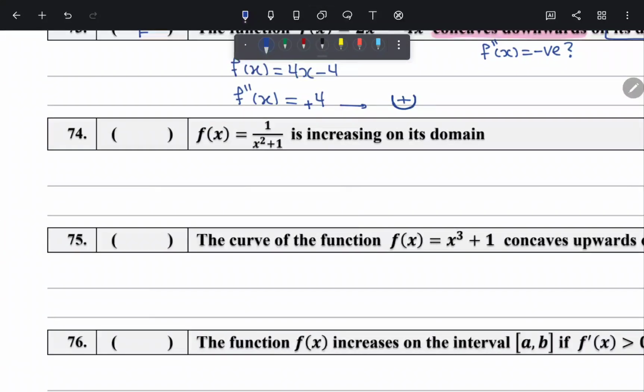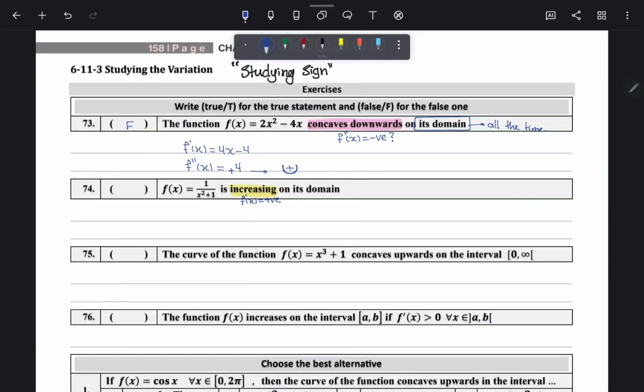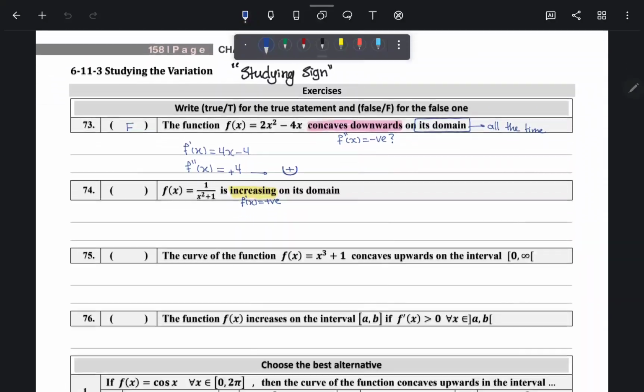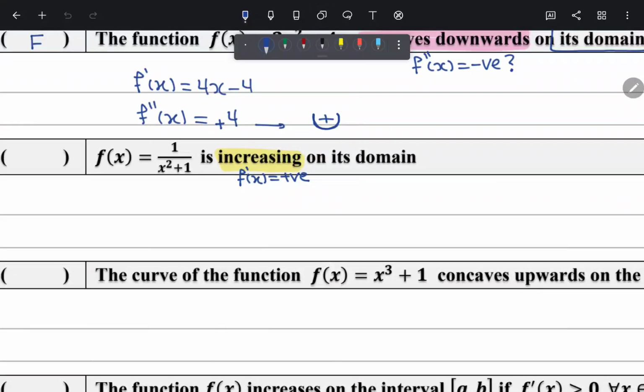He says f of x equals 1 over x squared plus 1 is increasing on its domain. Wait, what does increasing mean? Increasing means the first derivative must be positive. So this is what I want to check: whether the first derivative is positive or not, on its domain, meaning all the time. So is the first derivative positive all the time or not?